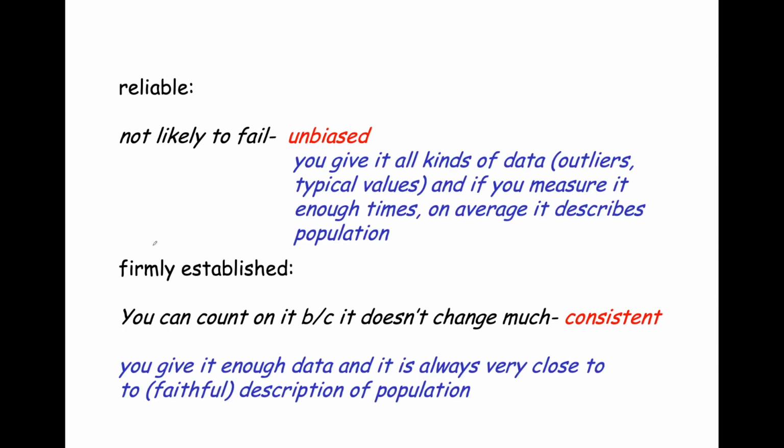So with reliability for unbiasedness, you give your estimator, which is a function, all kinds of data. You can give it outliers, you can give it typical values, and so forth. And if you measure it enough times, on average, it describes that parameter associated with the population. Likewise, firmly established for consistency, if you give it enough data, it's always very close to the ground truth population parameter, i.e. it's a faithful description of what's going on in the population.